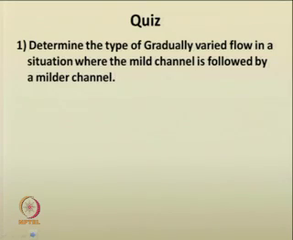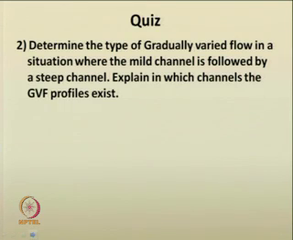So, this way we can conclude today's lecture. The quiz for today's lecture, we can just give that. So, the first question I would like to ask you is, determine the type of gradually varied flow in a situation where the mild channel is followed by a milder channel. This is the first question.